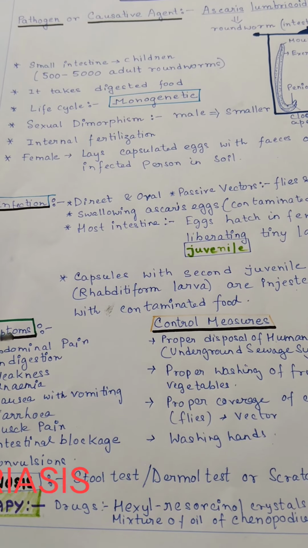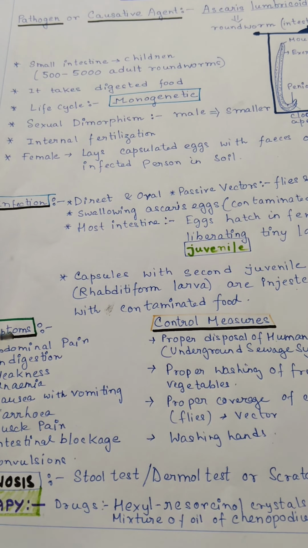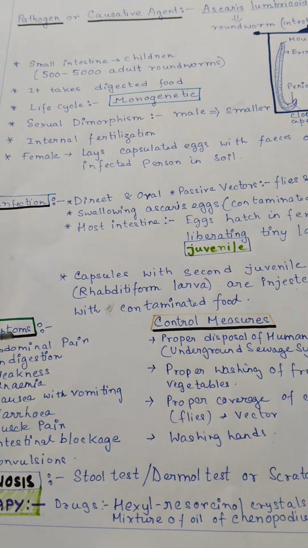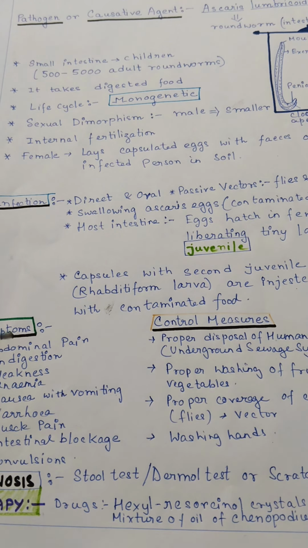In this video, I will discuss Ascariasis. The causative agent is Ascaris lumbricoides. It is basically a roundworm and an intestinal endoparasite. It affects children, and these roundworms are found in their small intestine.